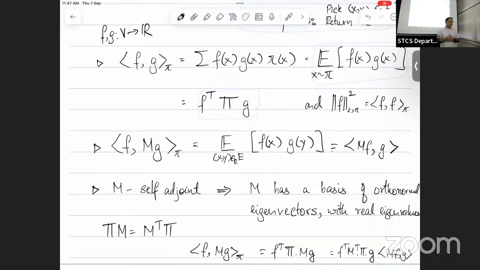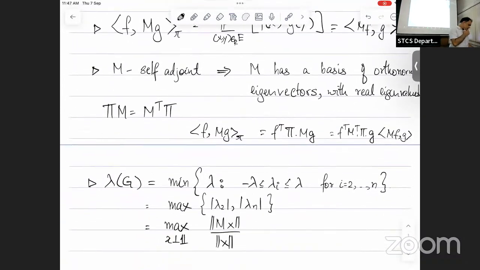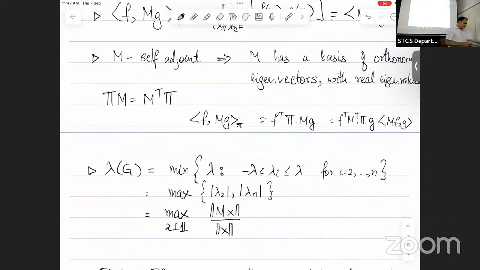Okay, good. All right. And finally, we can define what the spectral gap is.